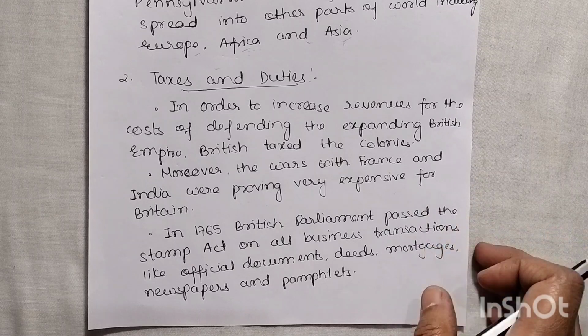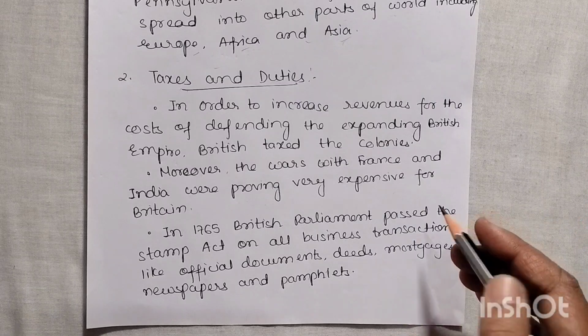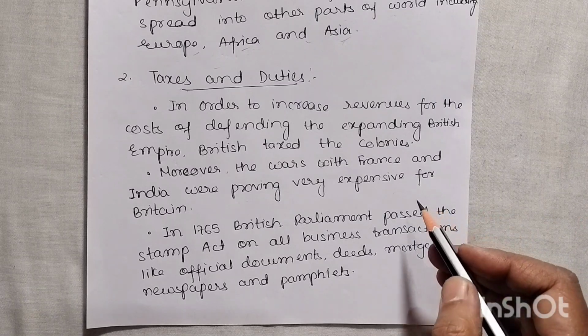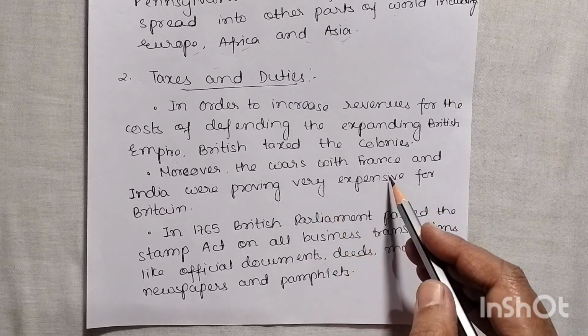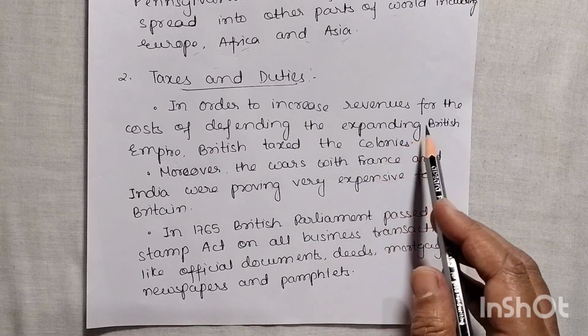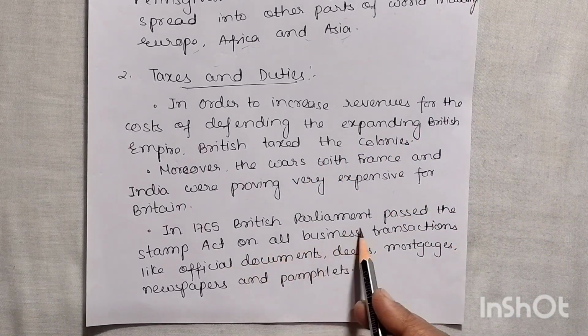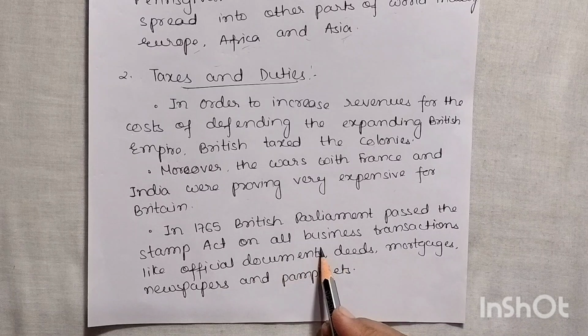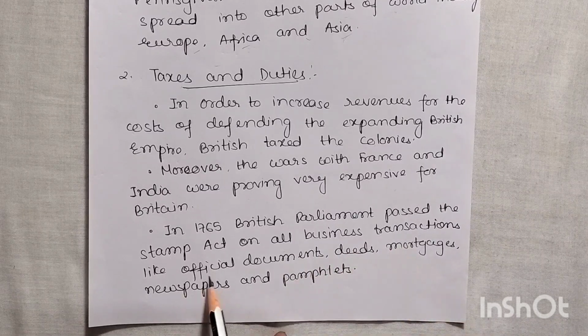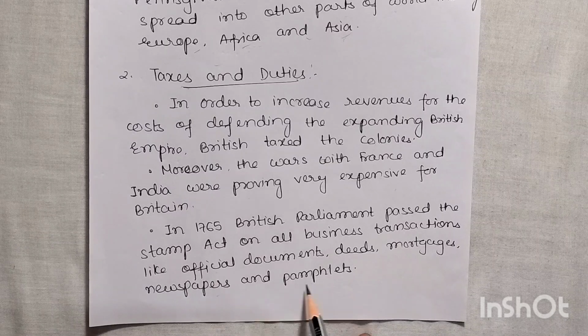There was a specific issue going on regarding British trade and settlement, and due to this, the British were financing this war with France and India. But since they were lacking money, what did they do? They kept increasing the revenue taken from these colonies. In 1765, the British Parliament passed the Stamp Act on all business transactions like official documents, deeds, mortgages, newspapers and pamphlets.